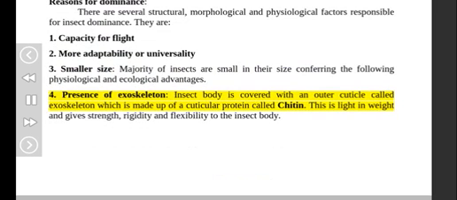4. Presence of exoskeleton. Insect body is covered with an outer cuticle called exoskeleton, which is made up of a cuticular protein called chitin. This is light in weight and gives strength, rigidity and flexibility to the insect body.